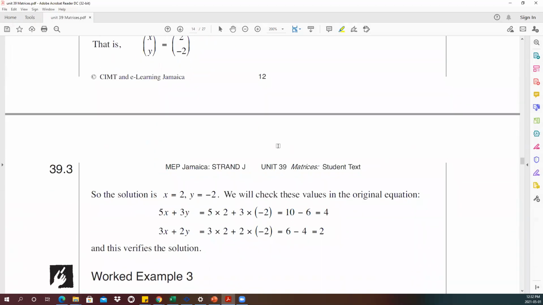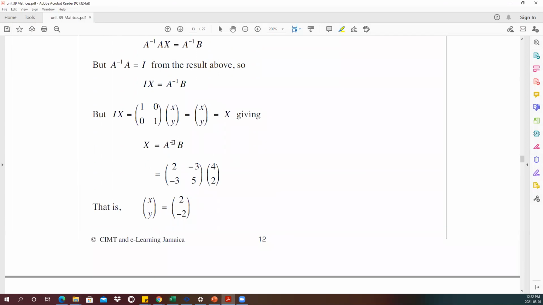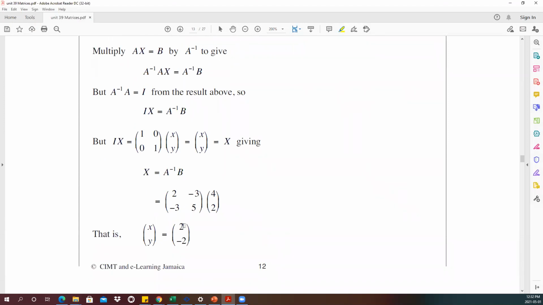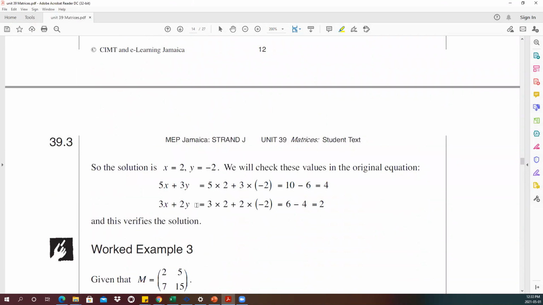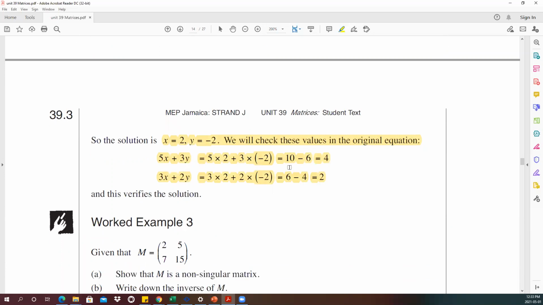All right. So they now say you multiply the inverse to both sides and you end up here, which is just you now needing to multiply these out to get the solution for x and y. And of course, check the solution. You don't have to do this. This is just for teaching purposes, they're just showing you that it works.